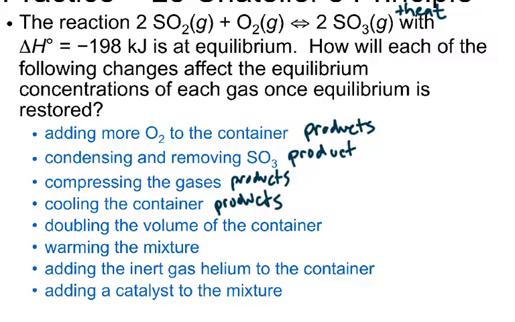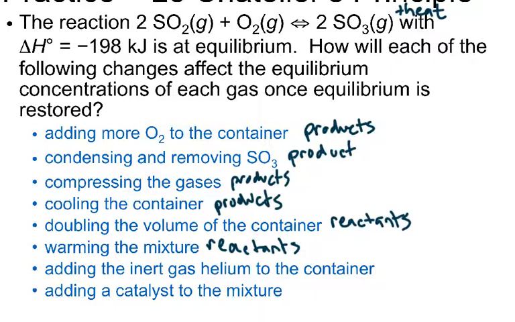If we double the volume, we're going to lower our pressure. If we lower our pressure, that's going to do the opposite of increasing the pressure, so we're going to favor our reactants. If we warm up our mixture, that's the opposite of cooling it, so again, favor our reactants.